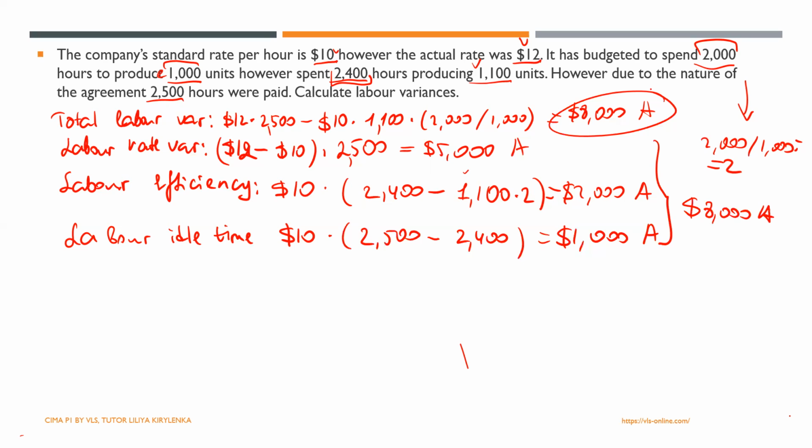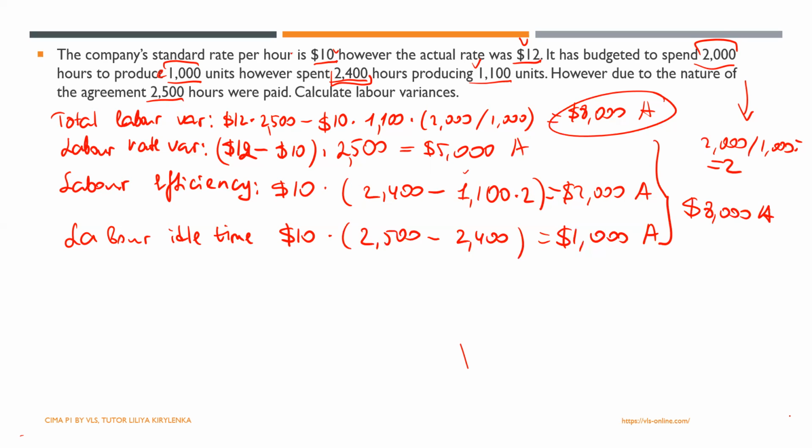Well, that's because they always will add up to that. So total labor variance is the sum of labor rate variance, labor efficiency, and labor idle time. But we need to make sure that we take the right signs. So if, for example, one of them would be favorable, then the sign would be the opposite.